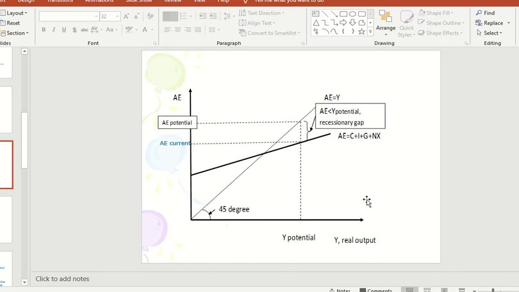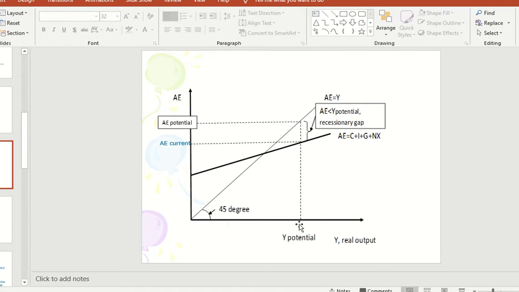By using the same framework, we can look at the same situation from a different perspective. This economy now has a recessionary situation. Suppose the economy were to produce the potential output level. How much spending do we need? What we do is we extend it vertically to the 45-degree line and then horizontally. So you can find the level of spending that is needed to accommodate the potential output level being produced.